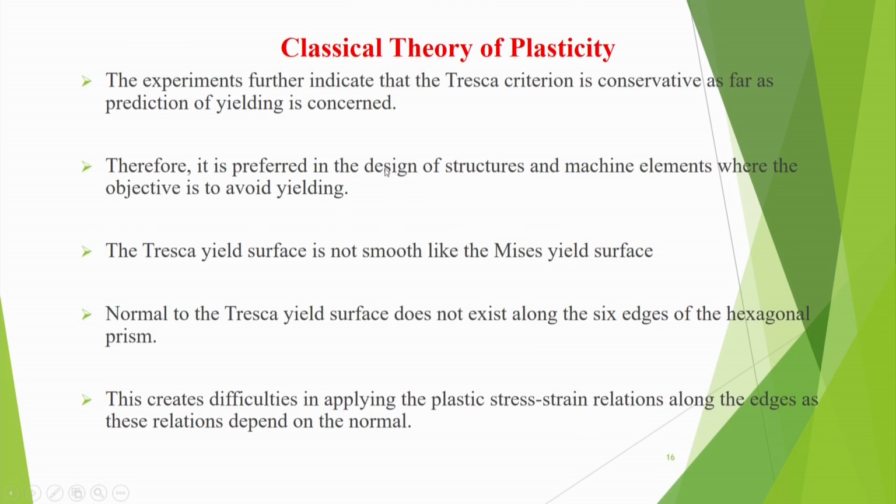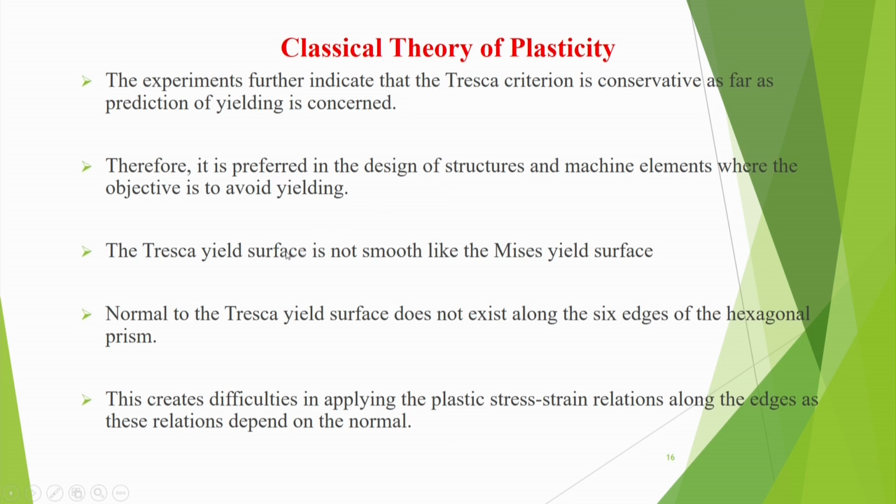That means assume the failure will occur. But if you are designing a machine tool, then assume the Mises criteria, because otherwise the material may deform as per the Tresca criteria but in actual practice it may not deform, because the von Mises stress will give a larger amount of stress. That is why this will happen. Therefore it is preferred for the design of structures and machine elements where the objective is to avoid yielding.